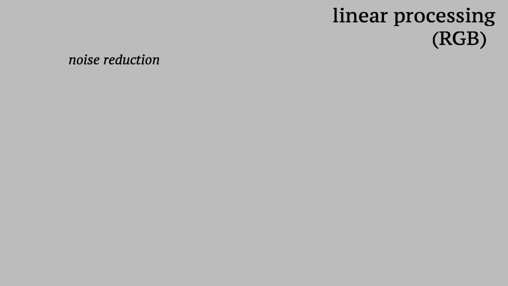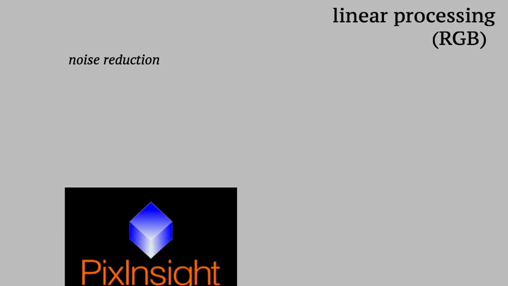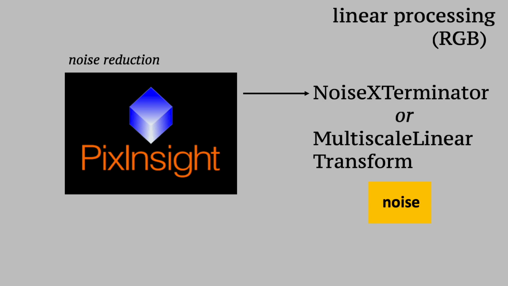And the next process after that is noise reduction. This also should sound familiar because we did this with the Lumen image also, and we're going to use the same tool, either Noise Exterminator or the multi-scale linear transform, and this is going to knock down the noise, especially in the background sky.